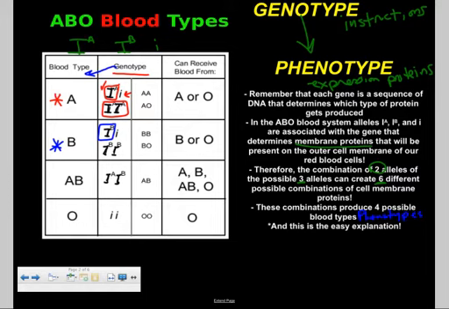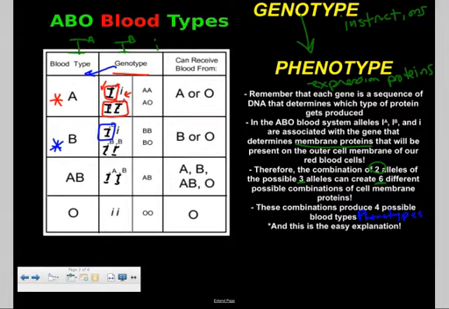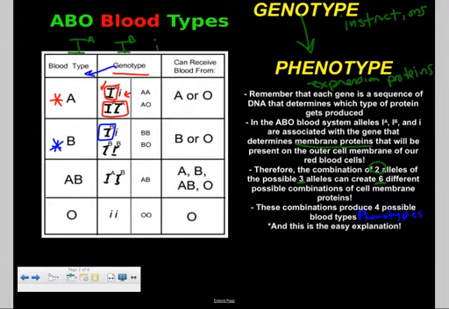It is possible for us to inherit the A allele from one parent, and to inherit the B allele from another parent. And if that's true, this means that we have the ability to produce both A and B proteins. Thus, the blood type that we have is type AB.